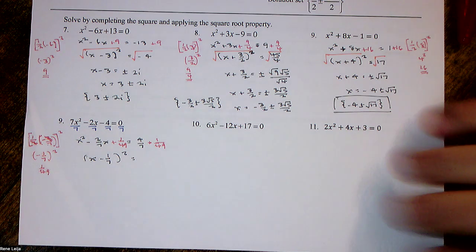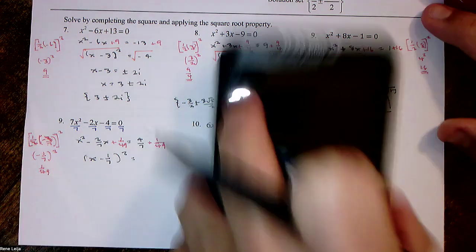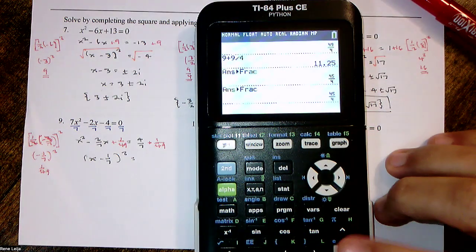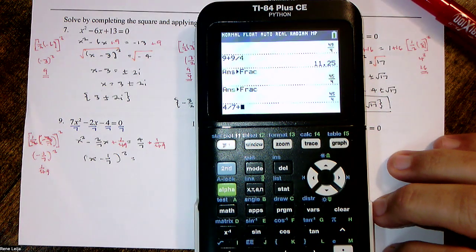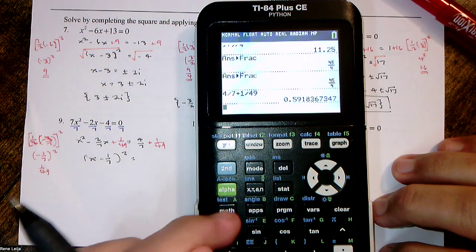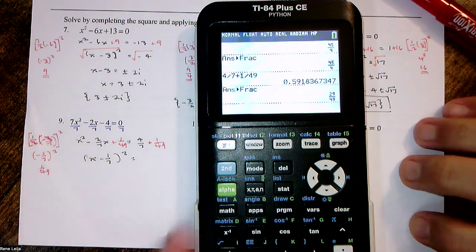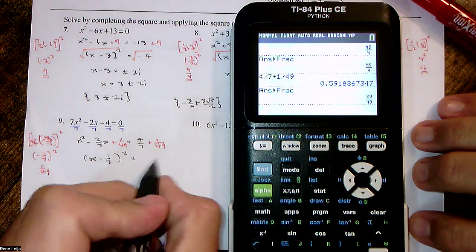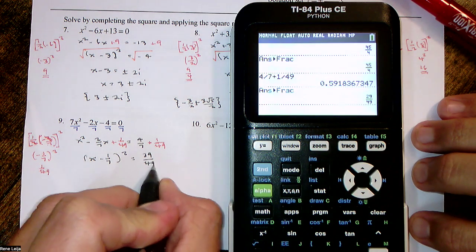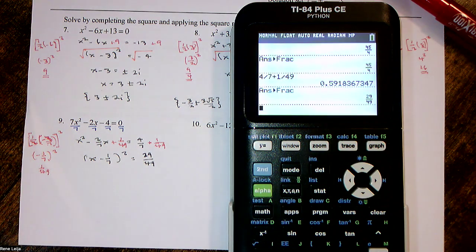All right, now this part, number crunch. So 4 divided by 7 plus 1 divided by 49. It's an ugly decimal. Go to math, hit 1 to convert it to a fraction, 29 over 49. Okay, now we finish it.